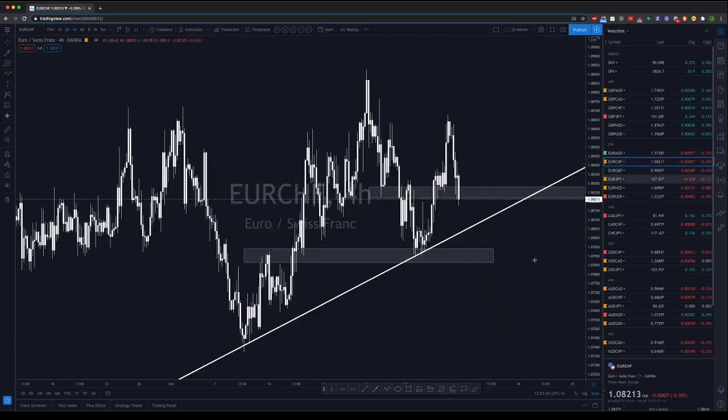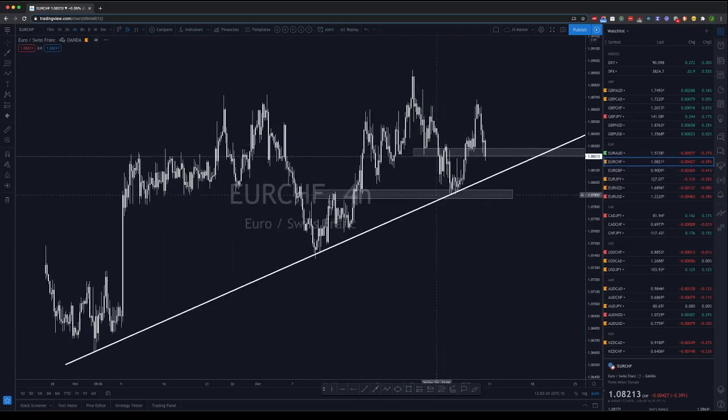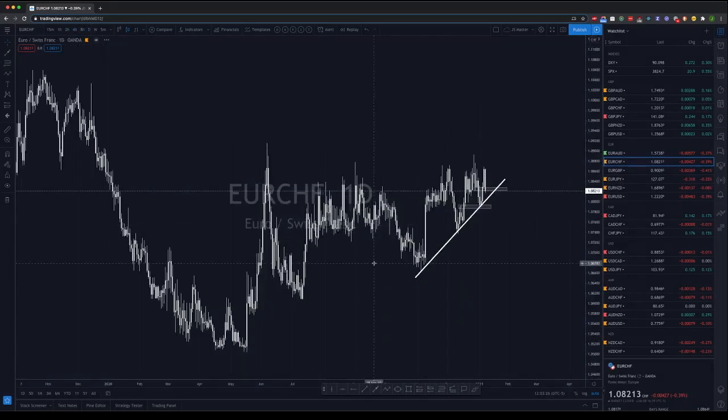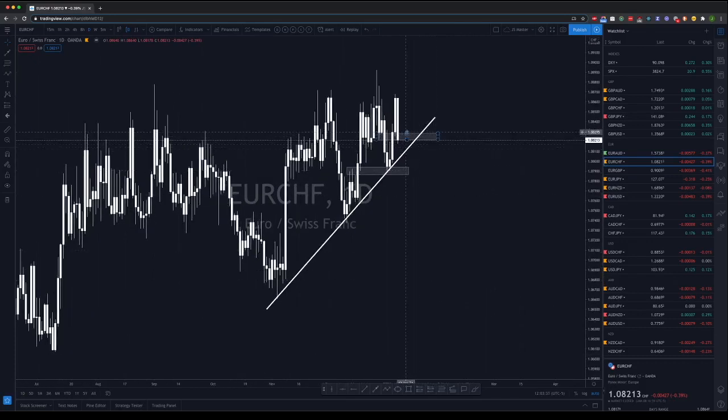EURCHF. Okay, so this pair, let's see, I'll jump out to the daily. Okay, so this is a 4-hour level, so we could just move that to the top for the daily level, just to keep it a little bit cleaner, and then we'll drop to the 4-hour later and I'll show you what I'm looking for.